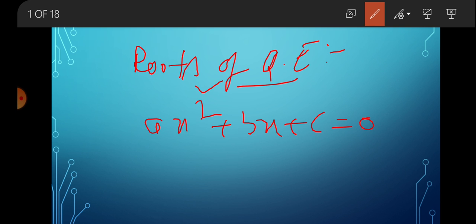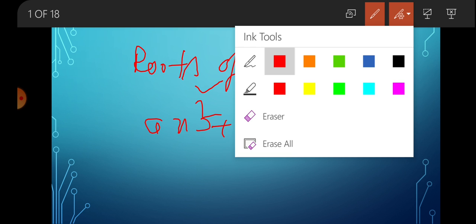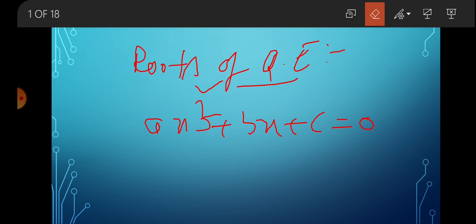Suppose if the maximum power of this equation is 3, then this same equation will have three roots. So which means the number of roots depends upon the maximum power present in the equation.